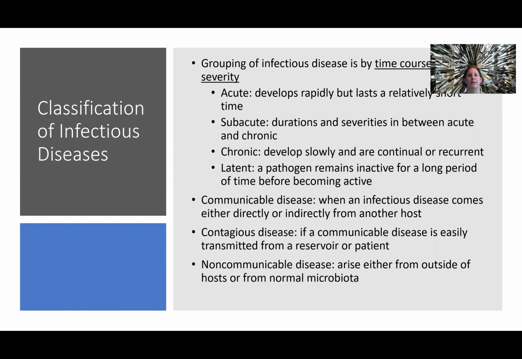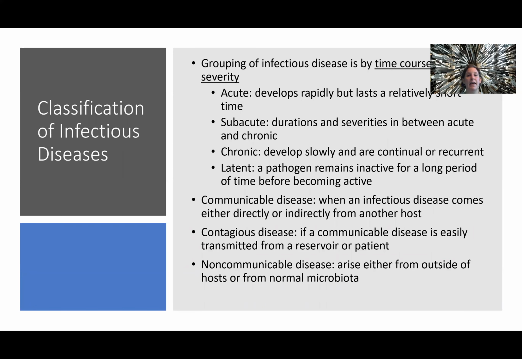Okay, now more terms. Infectious diseases can be grouped by the timing as well as their severity. So if you have an acute disease, it develops fast and lasts a short amount of time. Contrast that with chronic, where you have a very slow development and it's continual or recurrent. Now, a subacute disease is in between acute and chronic. The durations and severities are in between those.